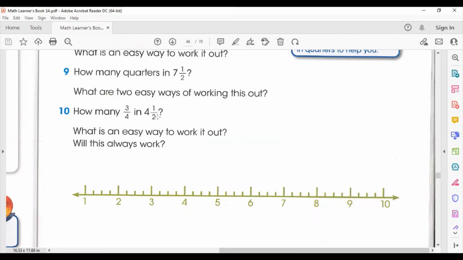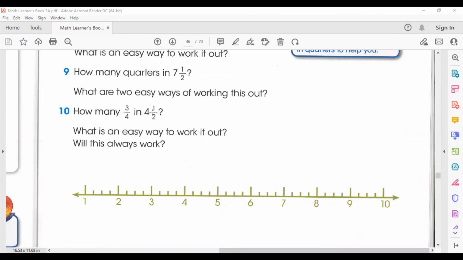First of all we need to change it. So what is the easy way to work it out? How many 3 by 4 in 4 1 by 2? You can also make a circle and make 3 by 4, 3 by 4. There is an easy method. We want to know how many 3 by 4.